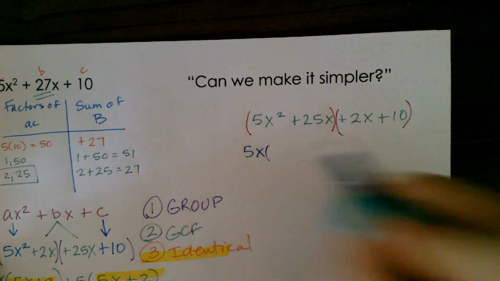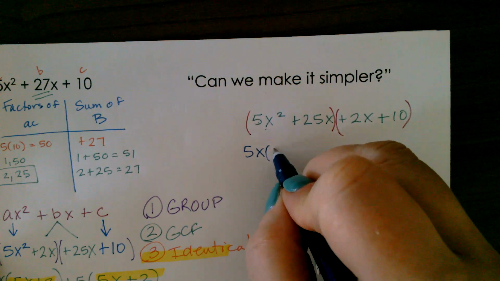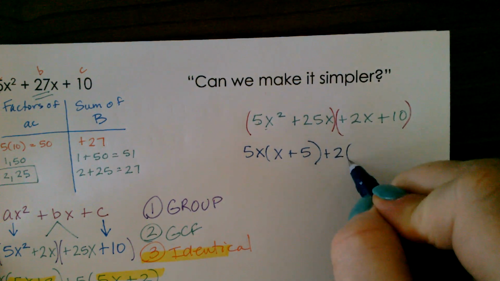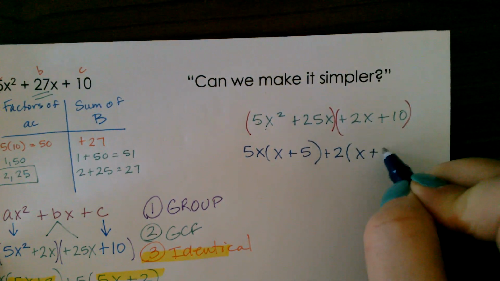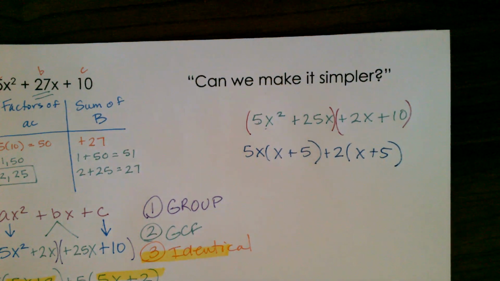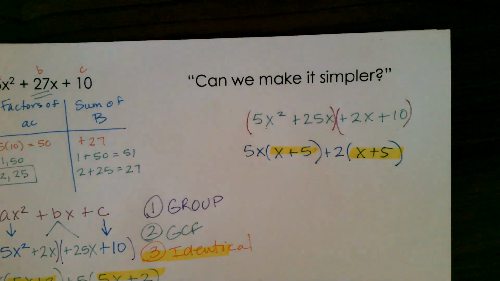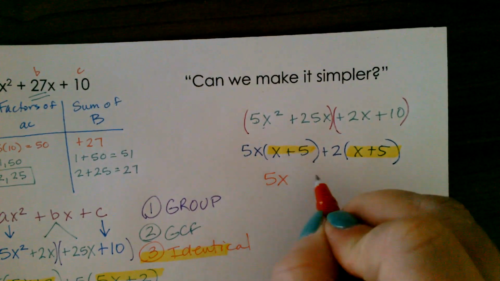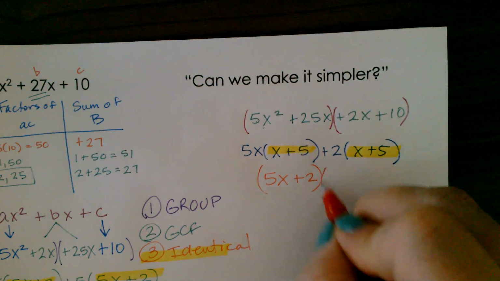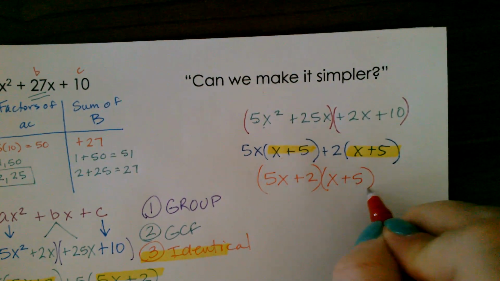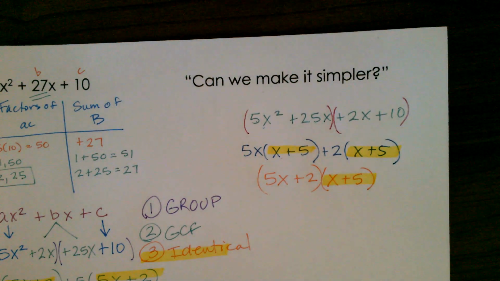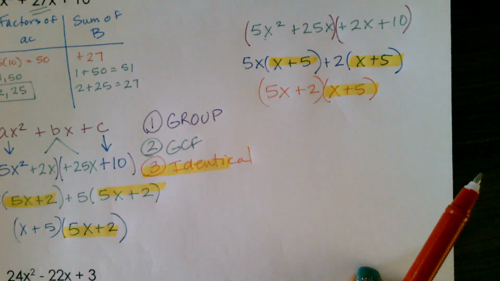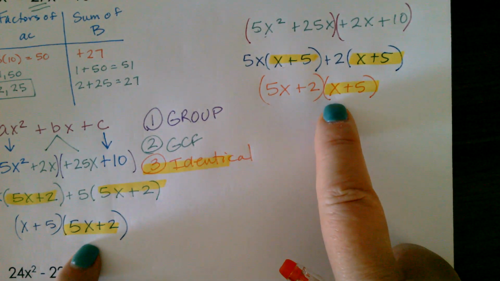This time, my greatest common factor is a 5x, leaving me with x plus 5. My greatest common factor here would be a 2, leaving me with an x plus 5. Well, it's still highlighter worthy, so they're identical. Now I will group my greatest common factors together and a set of the identical. And we know with the commutative property of multiplication, it doesn't matter which factor you put first, but these are really the same answer.